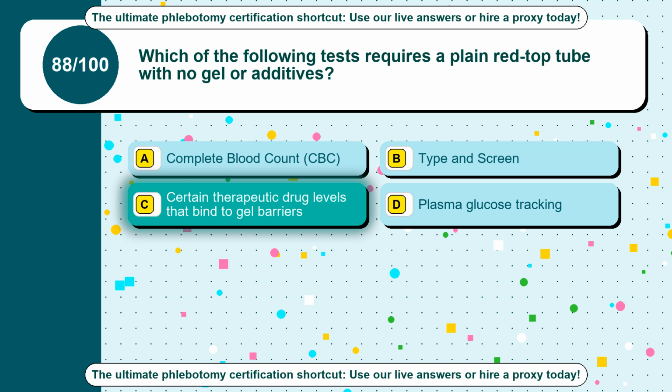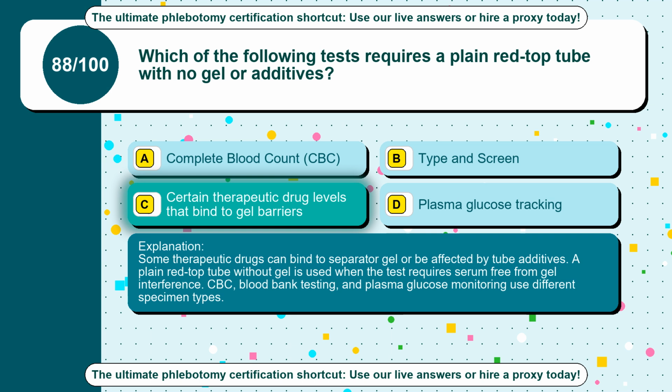Certain therapeutic drug levels that bind to gel barriers. Some therapeutic drugs can bind to separated gel or be affected by tube additives. A plain red top tube without gel is used when the test requires serum free from gel interference. CBC, blood bank testing, and plasma glucose monitoring use different specimen types.